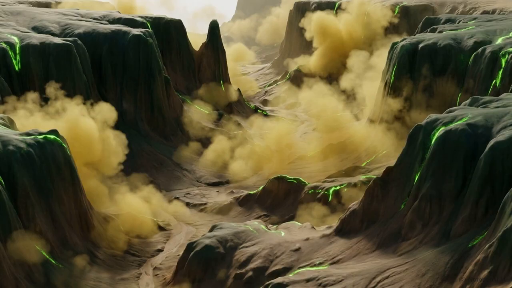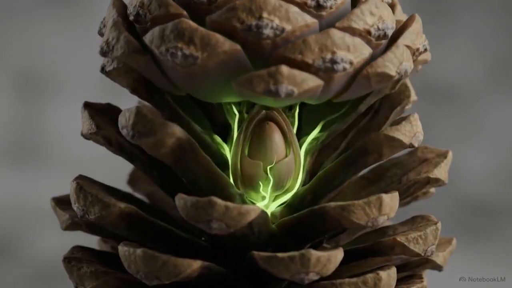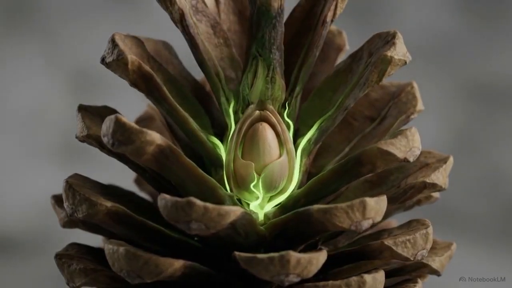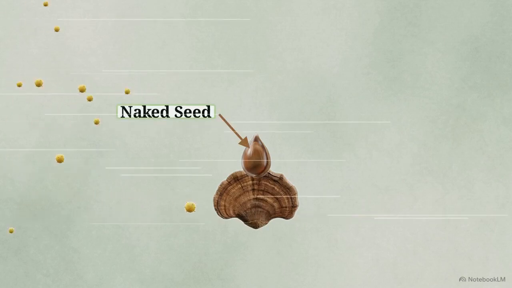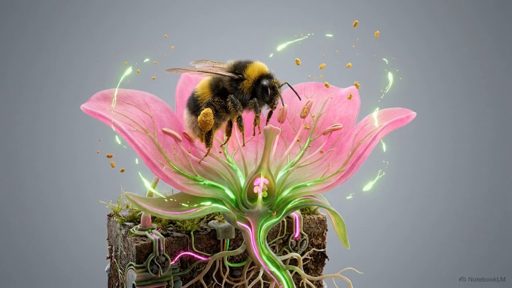The next hurdle was spreading their offspring across vast, unforgiving landscapes. This led to the gymnosperms. Gymnosperms developed a new protection for their offspring: the seed. But as you can see in this pine cone, these woody plants produce naked seeds. They lack an outer fruit layer, leaving them completely reliant on the wind to carry their pollen. Relying on random gusts of wind is inefficient compared to the specialized strategy of the final group, the angiosperms.